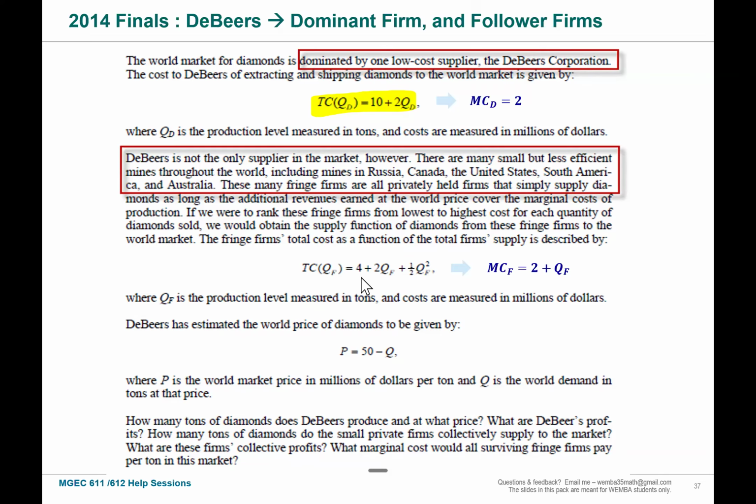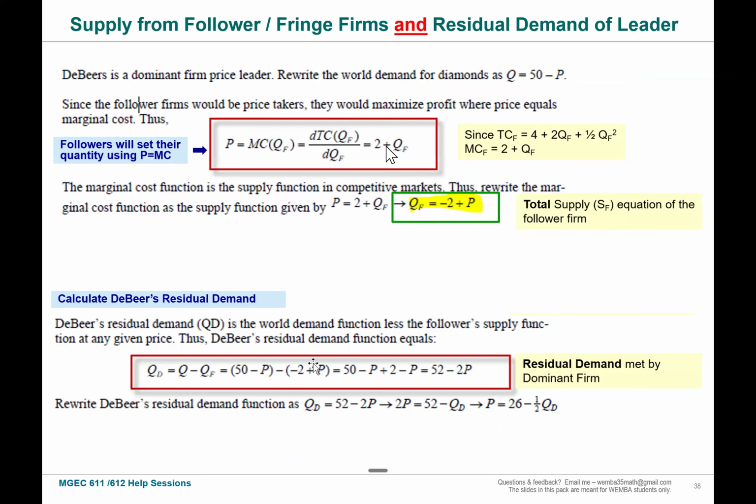The MC for the fringe firms based on the total cost equation here is 2 plus QF. So fringe firms will set price equals MC, so price equals 2 plus QF. That means QF will be price minus 2.